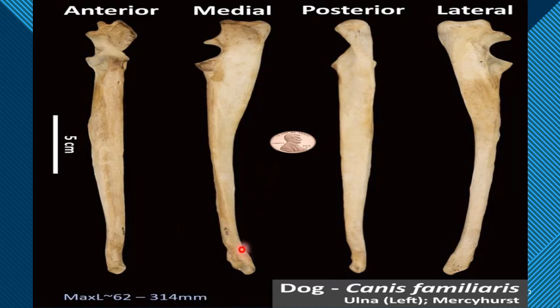This articular circumference ends at a styloid process, and then this styloid process further articulates with the ulnar and accessory carpal bones. So here we have the styloid process, and it articulates with the accessory carpal bone and ulnar carpal.